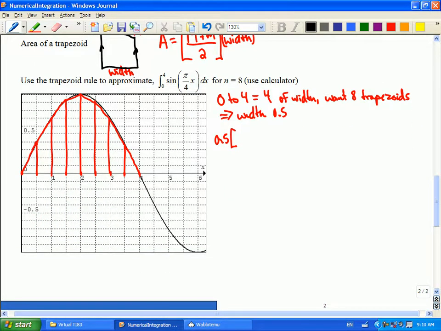Now what I need to know is the height here, this average height. So it's going to be this point plus this point divided by 2 all the way along. So it'll be sine of pi over 4 times 0 plus the sine of pi over 4 times a half, divided by 2. And that's the first point right here. So yes, it's going to be quite annoying that we have to do this 7 more times.